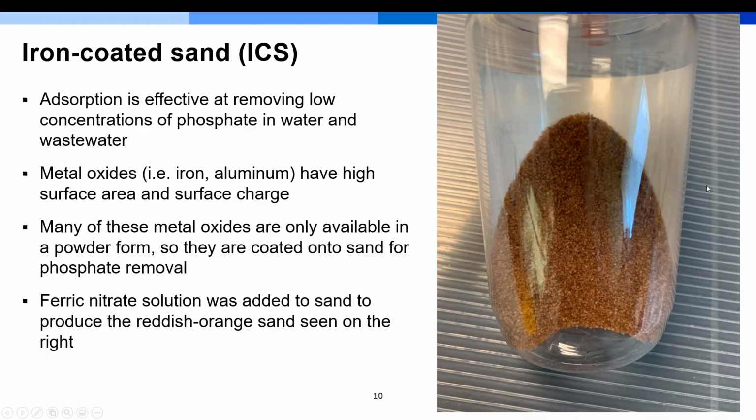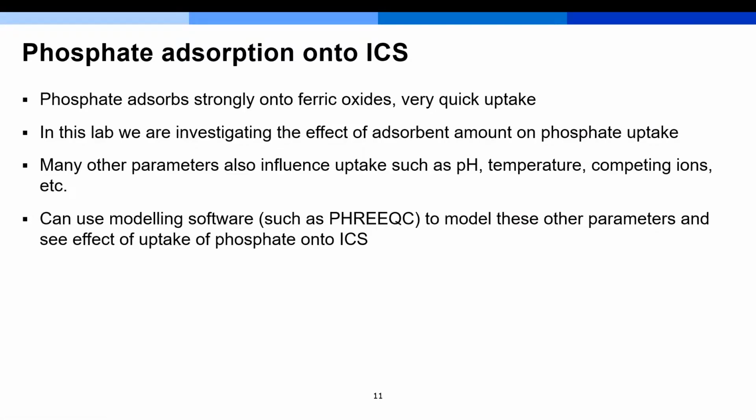The sand, as seen in the picture right here, was coated by adding a ferric nitrate solution to some clean sand. It then turned this reddish-orange color as the ferric oxides precipitated out. There are more details about that process in the lab write-up. Phosphate absorbs strongly onto these ferric oxides, and it is a really quick reaction between the phosphate and the iron-coated sand, with over 90% of the uptake occurring within the first 2 hours of contact.